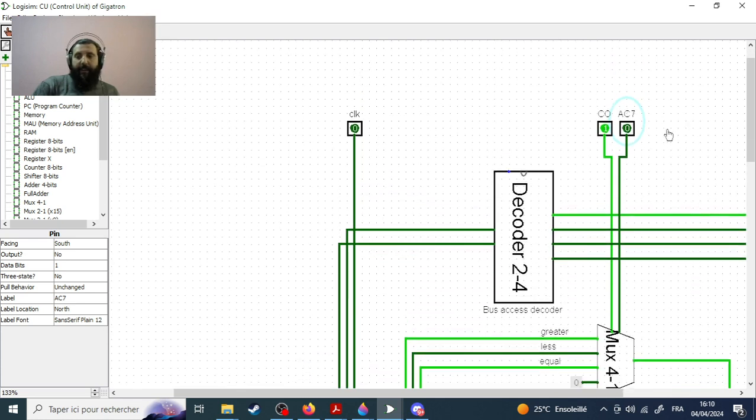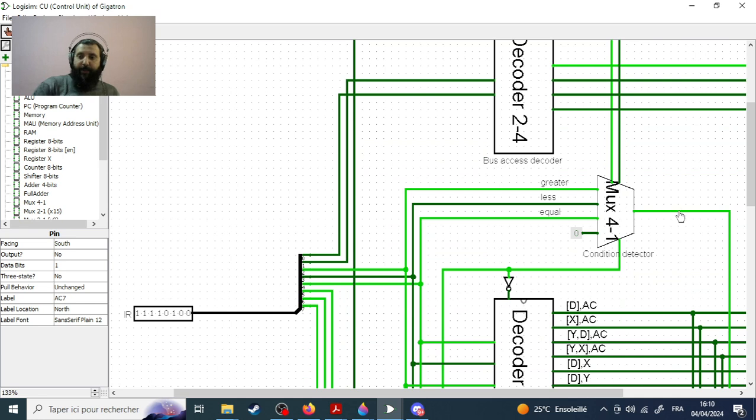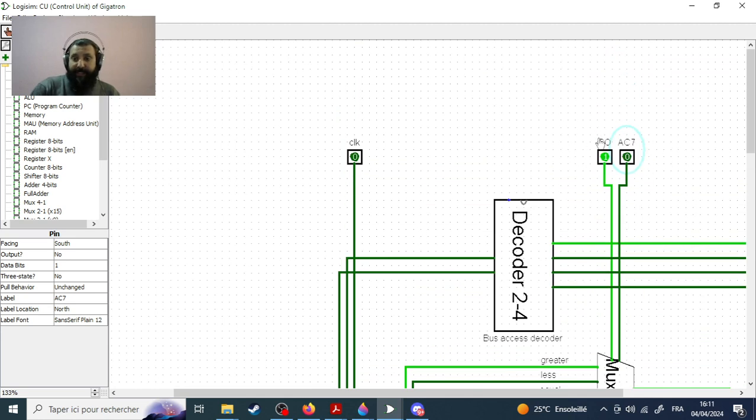Okay, what do we have here? We have AC is equal to zero, and the condition is true. The condition is true because the condition we have is greater and equal. You have to make the separation between the conditions. Those are the conditions, and those give the state of AC.